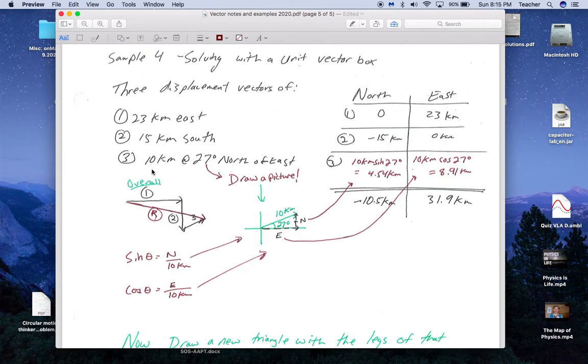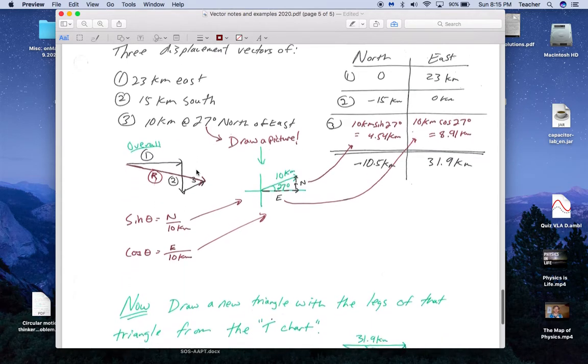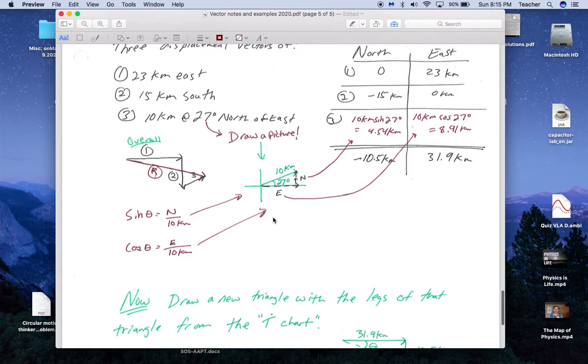But what about this mess? If I've got 10 kilometers going at 27 degrees north of east, I'm going to draw another picture. And that picture is only of this last vector. It's 10 kilometers, it's 27 degrees north of east, so east is the first leg of my triangle, and then I go up north. And what I need to do is solve for this east component and solve for the north component. So when I look at that, opposite over hypotenuse would be the north component, adjacent over hypotenuse is the east component. So sine of the angle is equal to the north component divided by 10 kilometers.